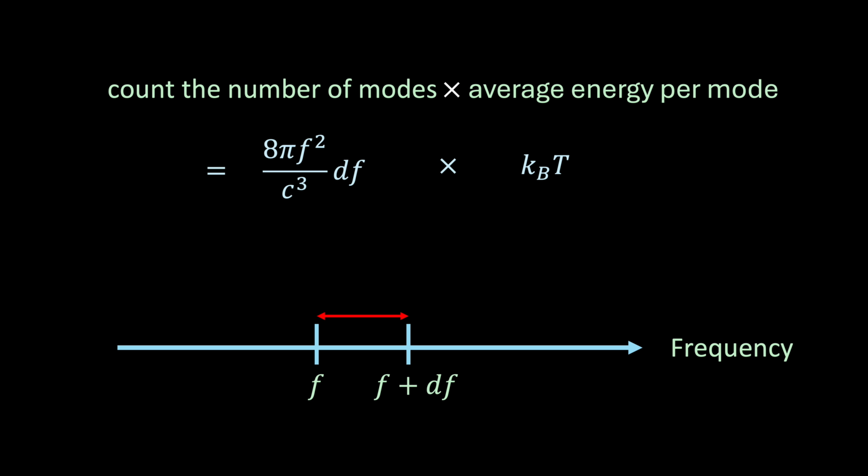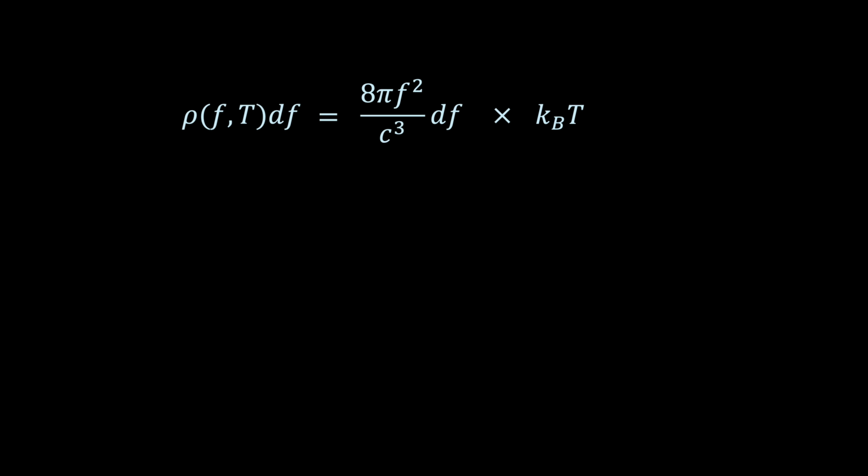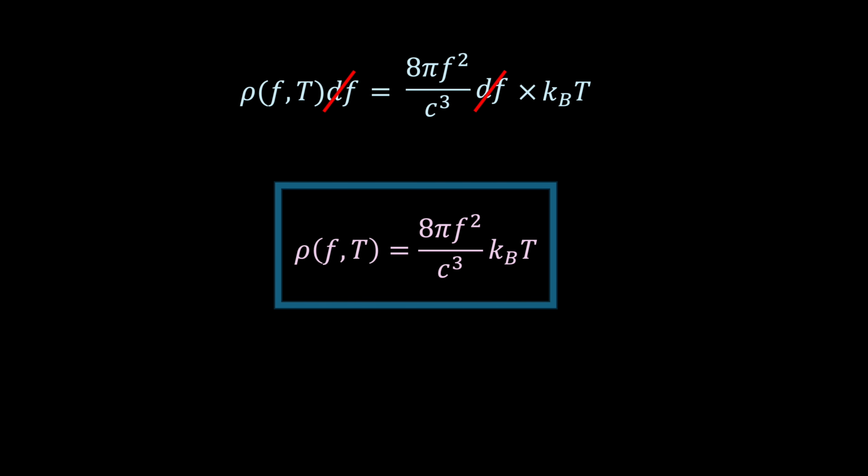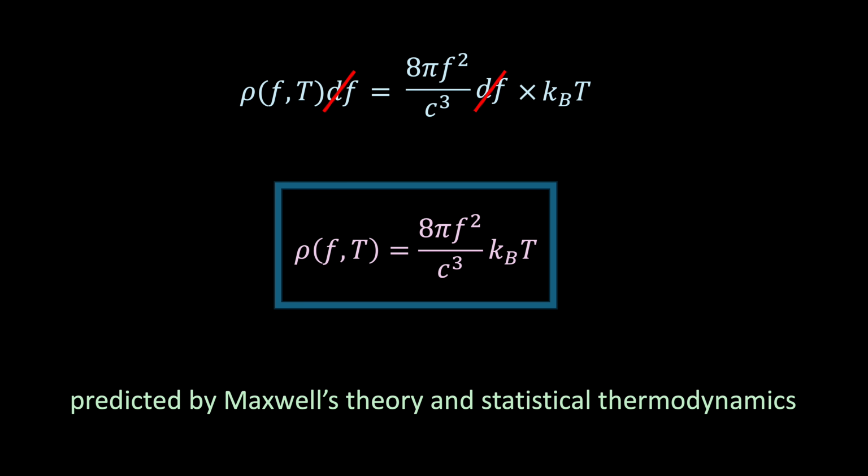And this then gives you the energy density within this frequency range. And so we end up with the following expression. And then if you cancel the df's from both sides, we end up with the following equation for the spectral energy density as predicted by Maxwell's theory and classical statistical thermodynamics.